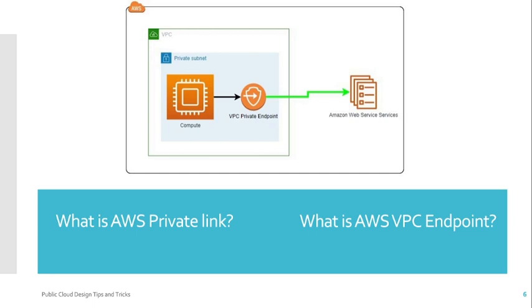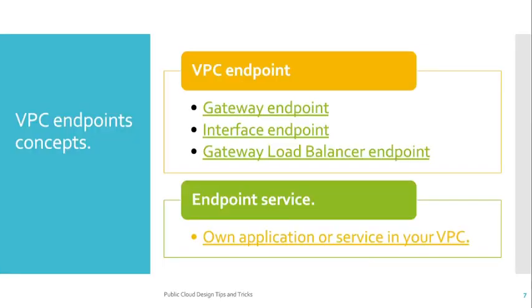A VPC endpoint enables private connections between your VPC and supported AWS services and VPC endpoint services powered by AWS Private Link. So Private Link and AWS VPC endpoint are linked to each other. Private Link is a feature related to the PaaS services or your own services, and the VPC endpoint enables Private Link to connect to the particular services from your virtual private cloud securely. So that is the definition of an AWS VPC endpoint.